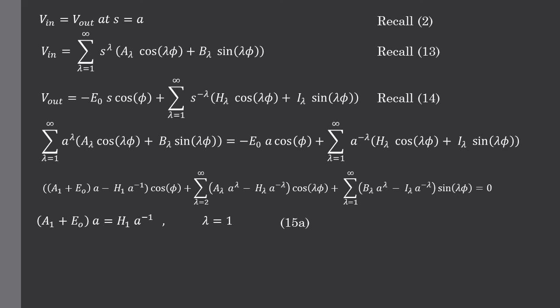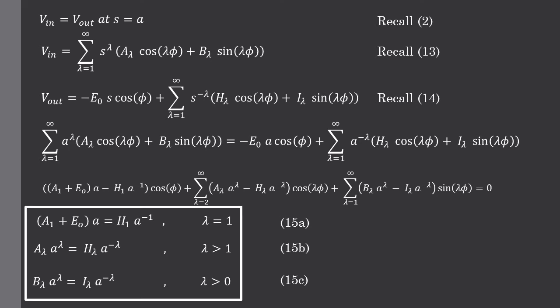and a of 1. Similarly, we can look inside that first summation, and we see that a sub lambda little a to the lambda minus h sub lambda little a to the minus lambda has to equal 0. So we can write that one, and that's 15b. And again, we can look at the last summation, and we say that b sub lambda times little a to the lambda minus i sub lambda times little a to the negative lambda has to be 0 in general. And so we can write that as 15c. And those are 3 equations.